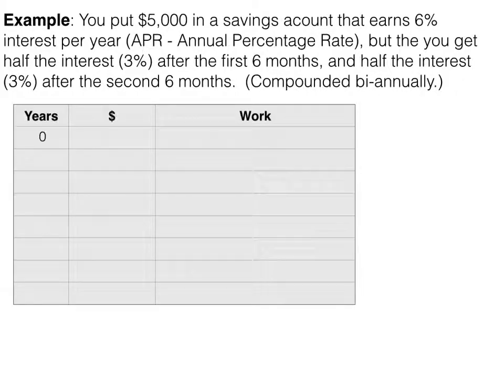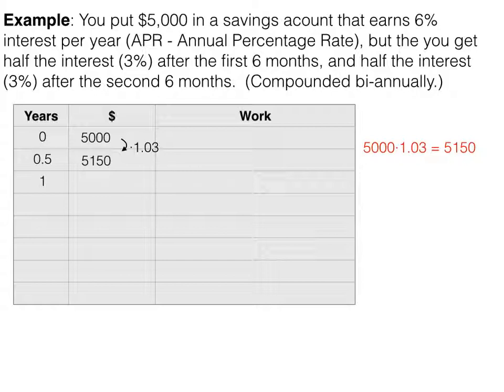So again, we have our table. 0 years, we have 5,000. But this time we're only going to go up by half of a year, because we're getting 3% of our interest in that first half of a year. So we'll multiply by 1.03, and we get $5,150 after half of a year.